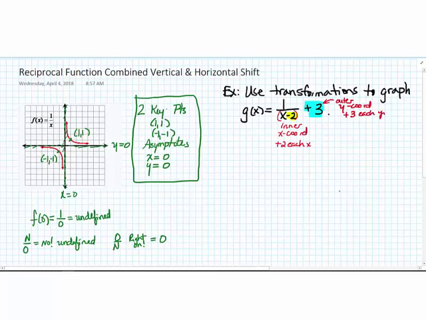Okay? All right, so you're going to get in your groups now. I don't want to see a single person working by themselves. And you are going to try to transform this parent function into this new function g of x by altering the x and y coordinates. And don't forget about your asymptotes. So I'm going to turn on the lights. You get into your groups.